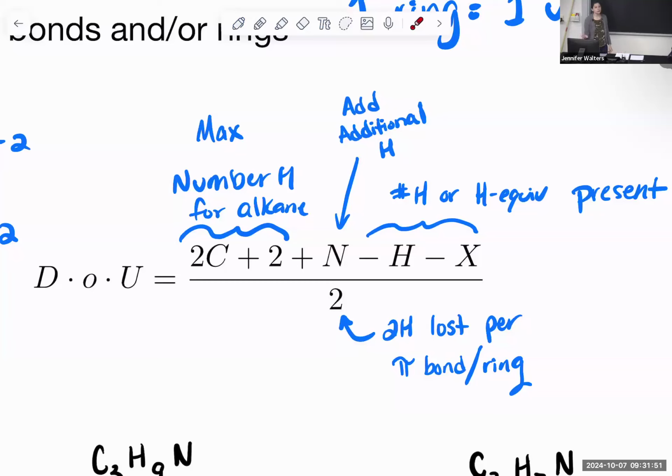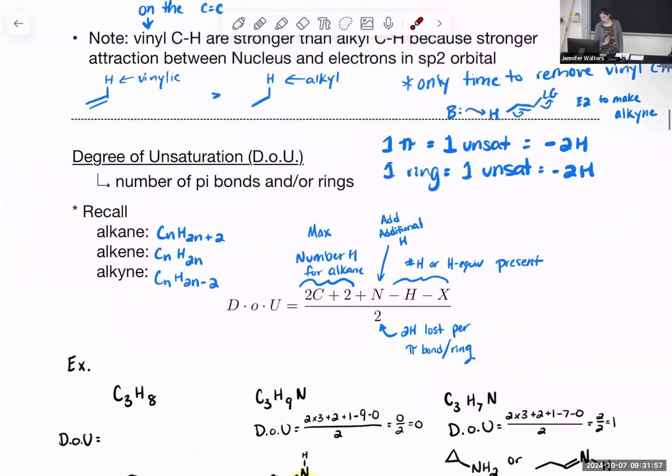It tells you how many pi bonds or rings you have to have. This formula, I will not require you to memorize. If you do memorize it, it will help you because it tells you what structural features must be present. It tells you what your product or a starting material would have to look like. So it's beneficial, but every problem I give you, you'll be able to solve without knowing the degree of unsaturation.